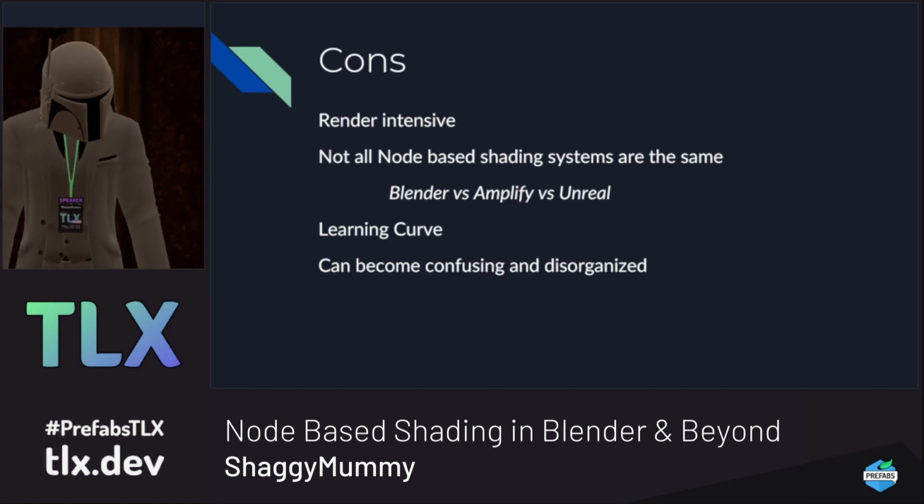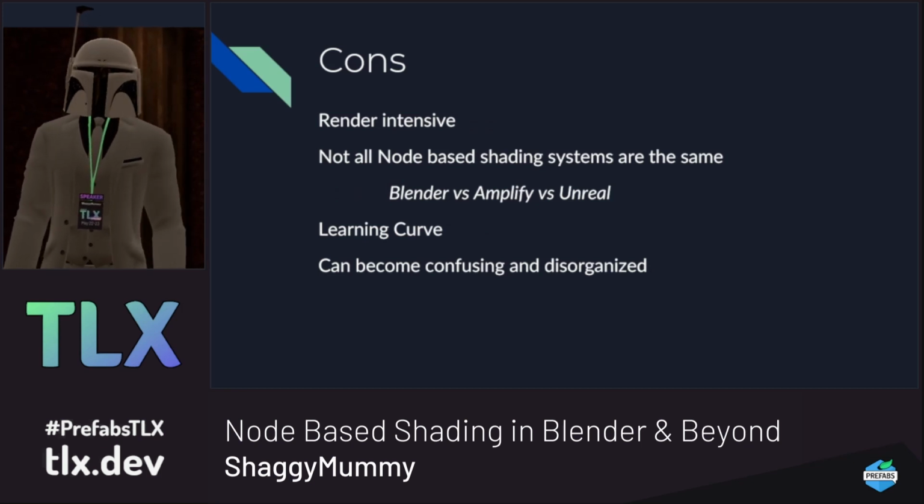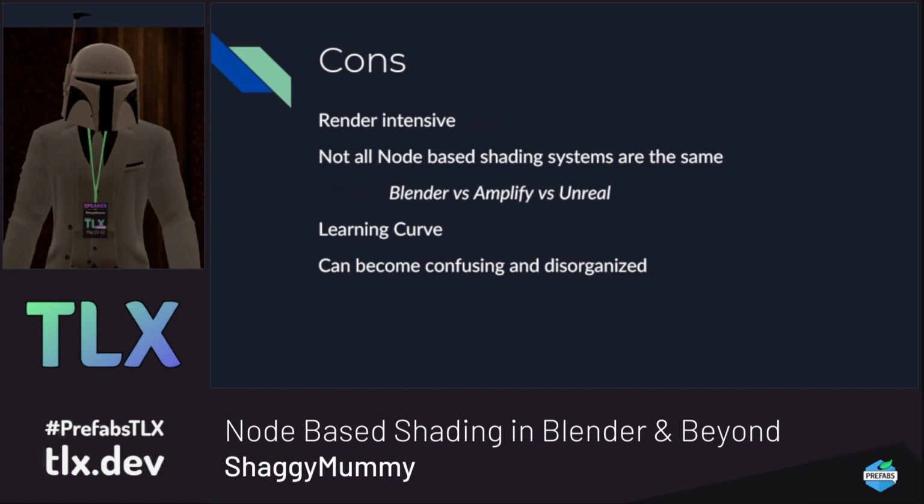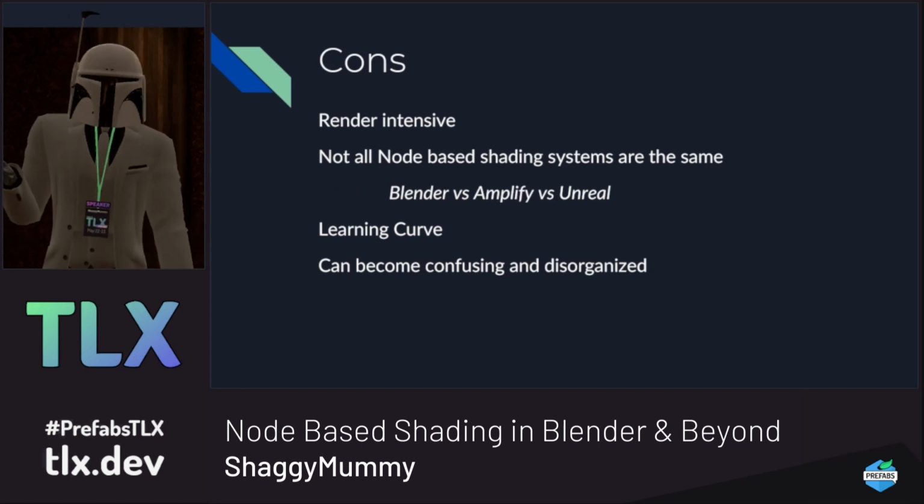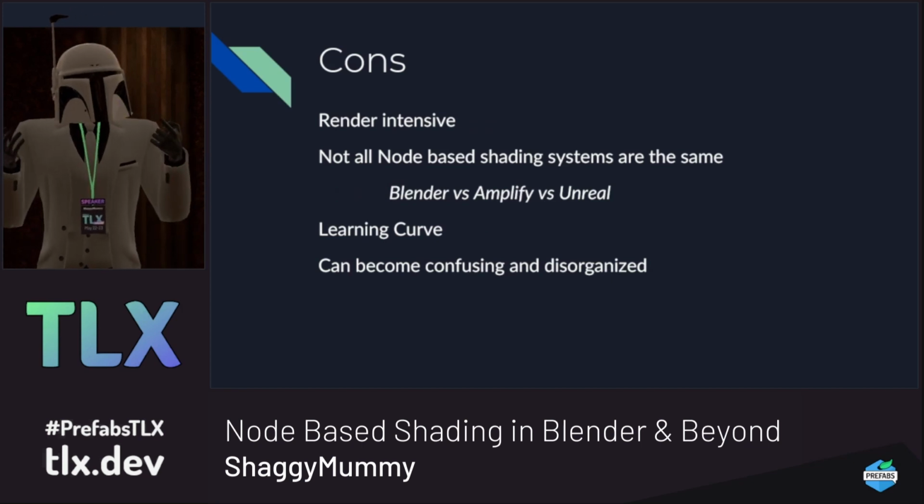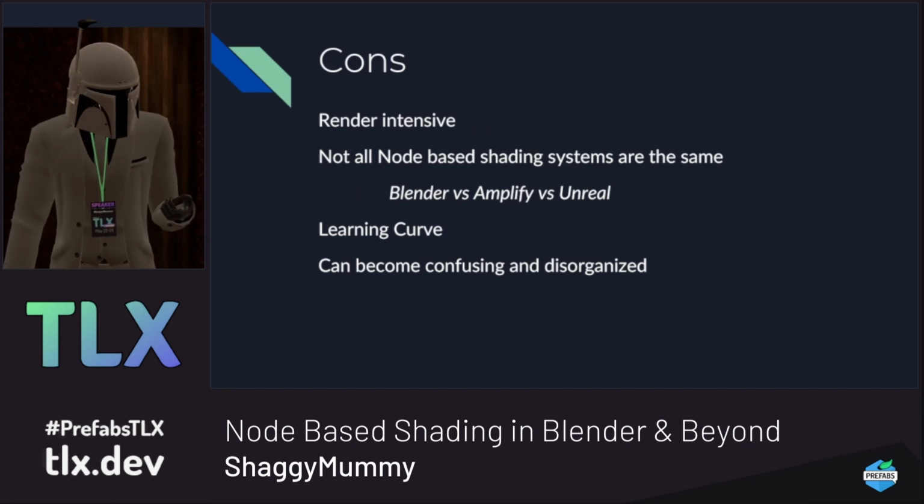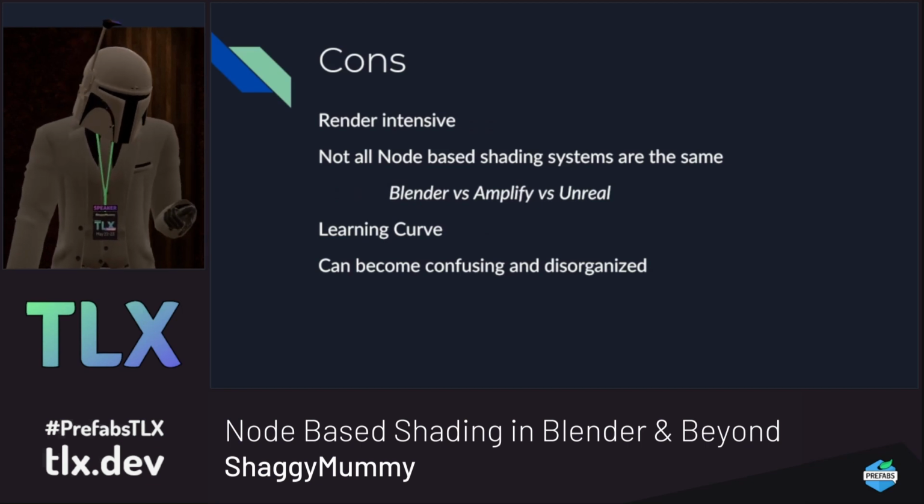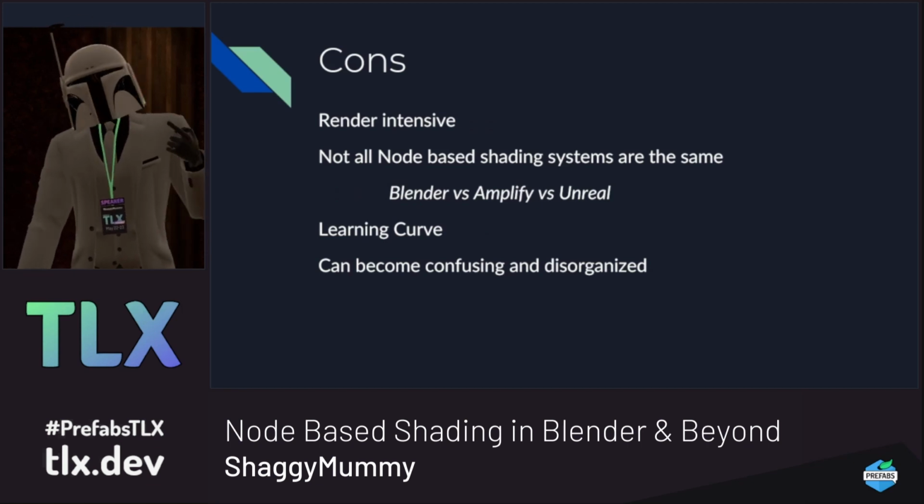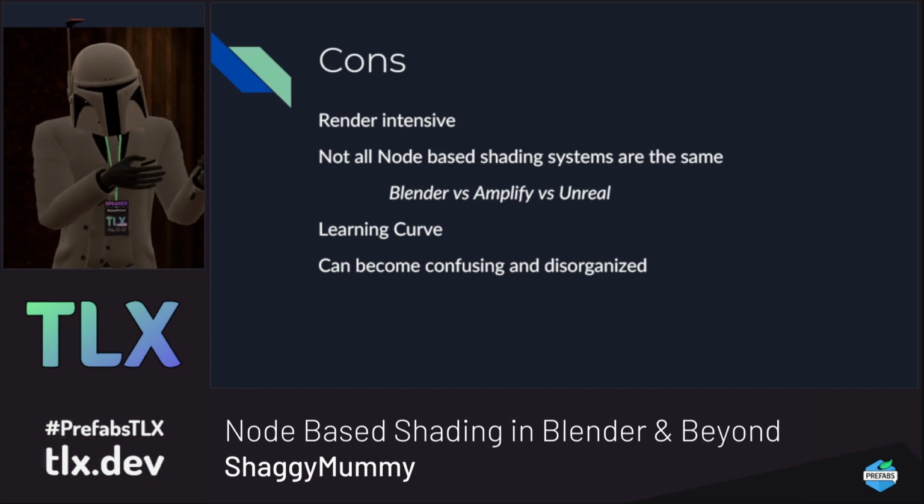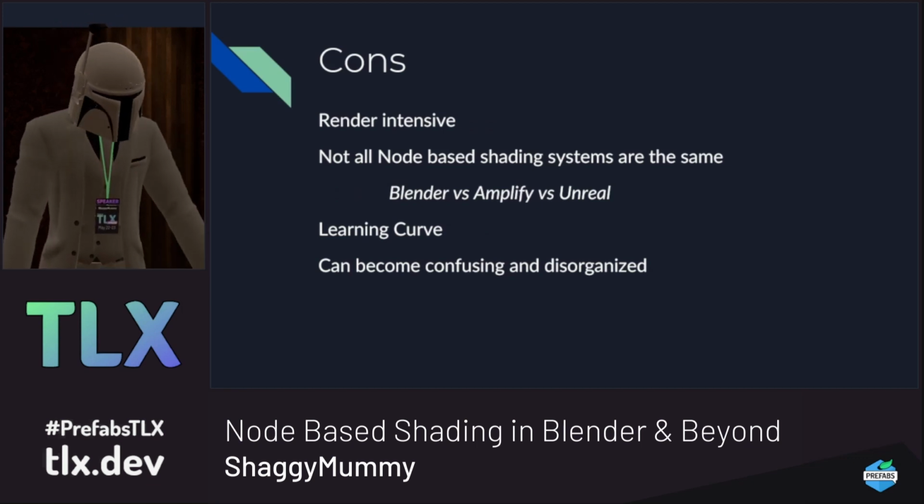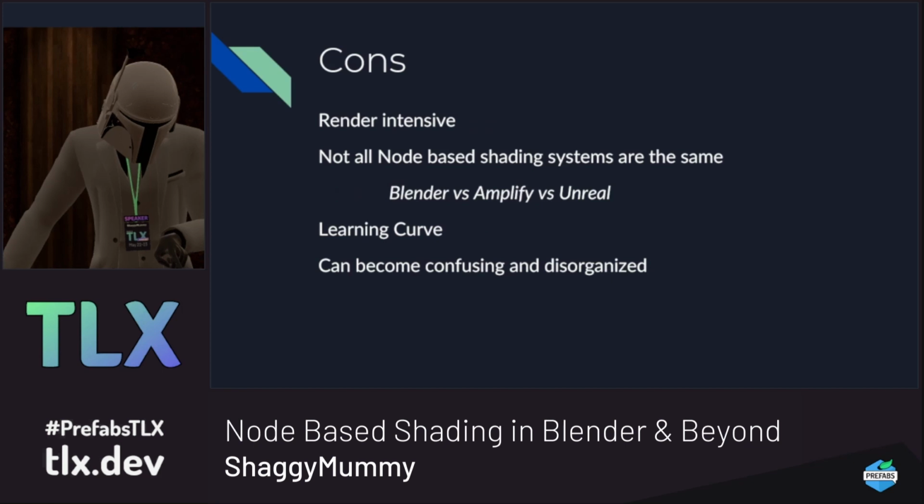Cons to procedural shading is it's render intensive. If you have a lot of math operations, a lot of procedural noise, it will bog down and take a lot longer to render each frame. Of course, if you're doing animations or motion graphics, you're not running at 90 frames a second, only like 24 at most, up to 60.